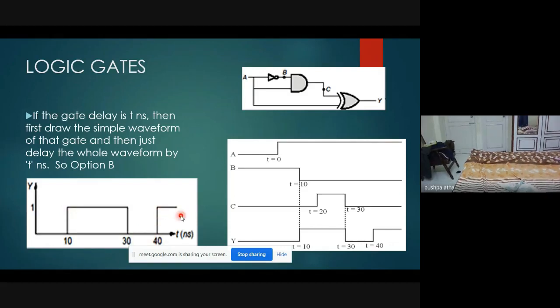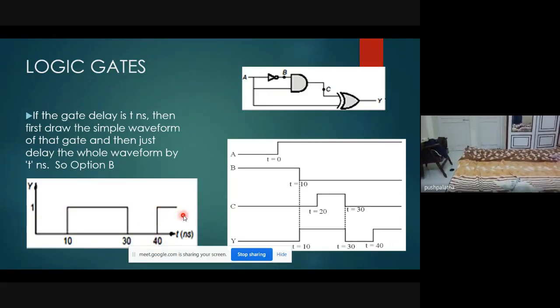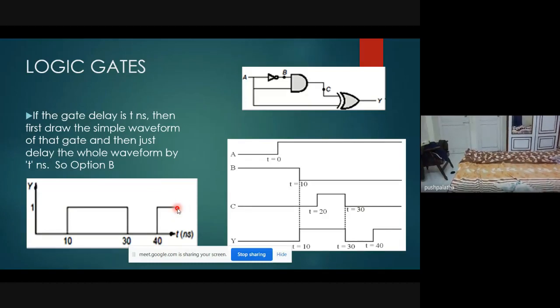You have to check very carefully. With the gate delay, you always start with initially t equal to 0. Before the wire delay we are taking it as 0, so you have to take the t equal to 0 value. Understand? Now we'll see the next question.